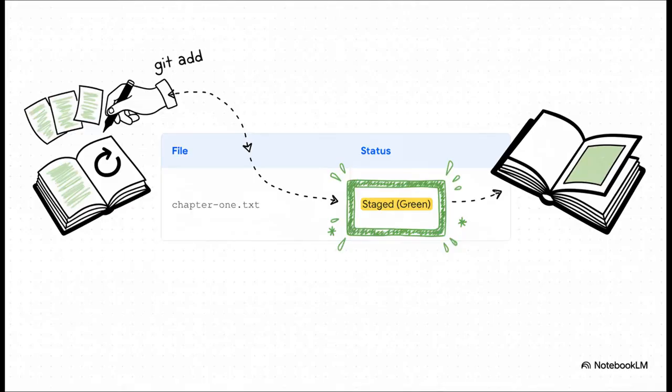And what happens after you run git add? Well, let's check our radar again with git status, and look at that. The same file, chapter1.txt, is now green. Green is good. Git is telling us it's now staged, which means it's been selected and it's all ready to be printed into our permanent album.